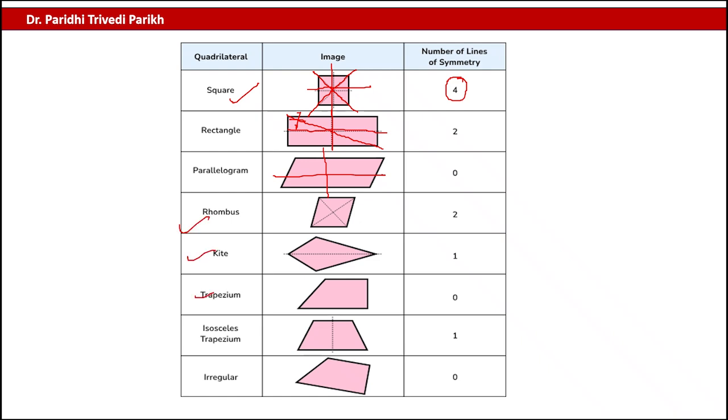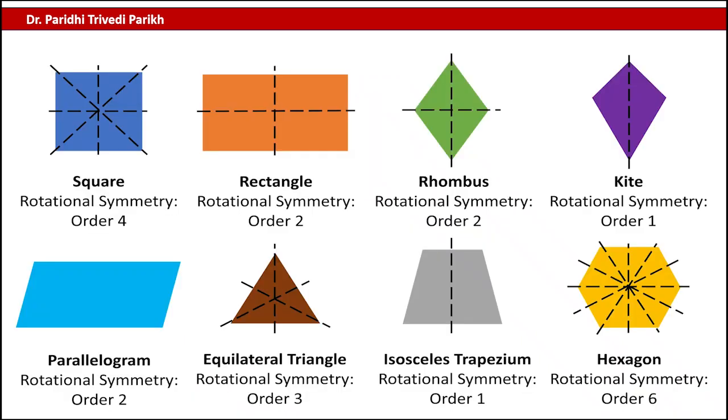In a similar way you check with rhombus, kite, trapezium, isosceles trapezium, and irregular quadrilateral, right? So please try these shapes and try to find the line of symmetry. Now, this is something different. That is the order of rotational symmetry.